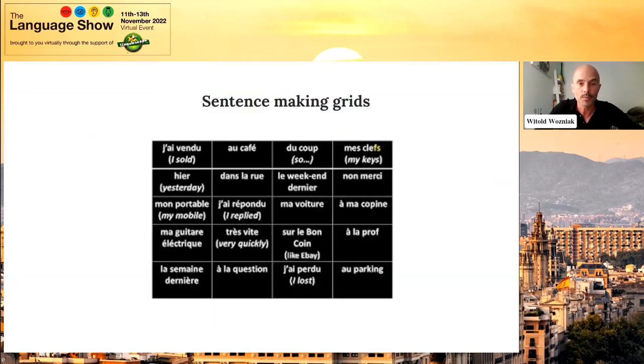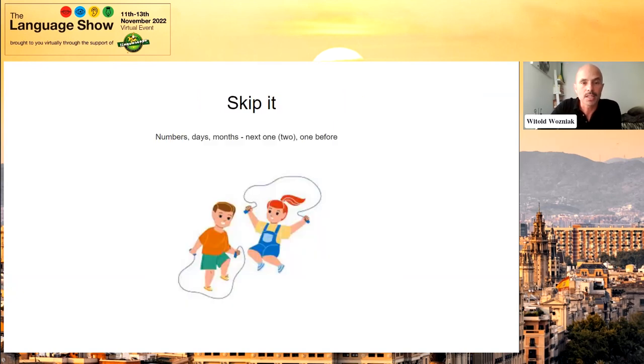And also from sentence making, you can use ready to go grids, very easy to Google, where they already have some words and they just have to make some sentences. Or you can tell them a sentence. You say it in English, they write it in French, they just have to find it in this box.